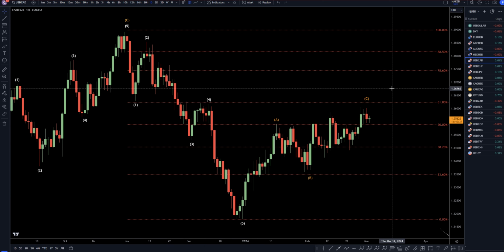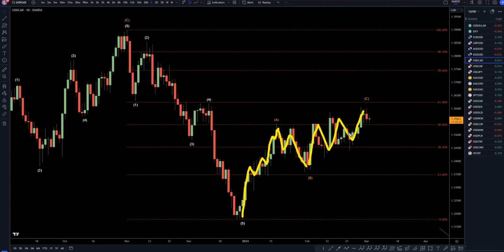Taking it down to the daily, I would definitely say that this is an ABC. For a while, I was thinking that maybe it was three waves up right here for like a WXY, but this is more like a trend to me. I think it's a wave A. This looks more like three waves down, like a wave B. And this is a very overlapping pattern to the upside. It looks like almost an ending diagonal wave C.